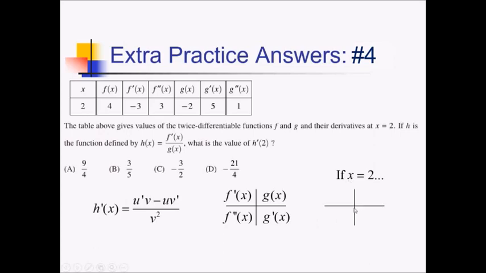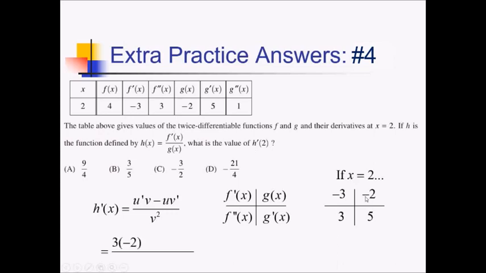If x equals 2, f prime of 2, looking that up in the table here, that's just going to be -3. Now we need g of 2, which in the table is -2. And now we need f double prime of 2, which conveniently they gave us also. That's +3. And then finally, g prime of 2 is right here. That's 5.